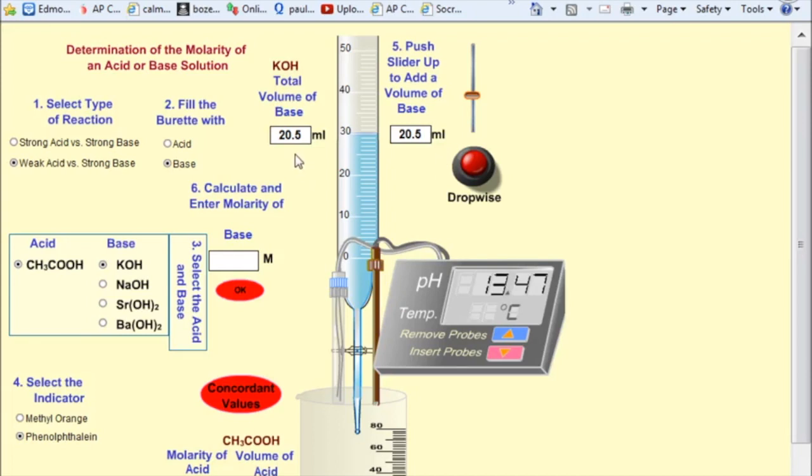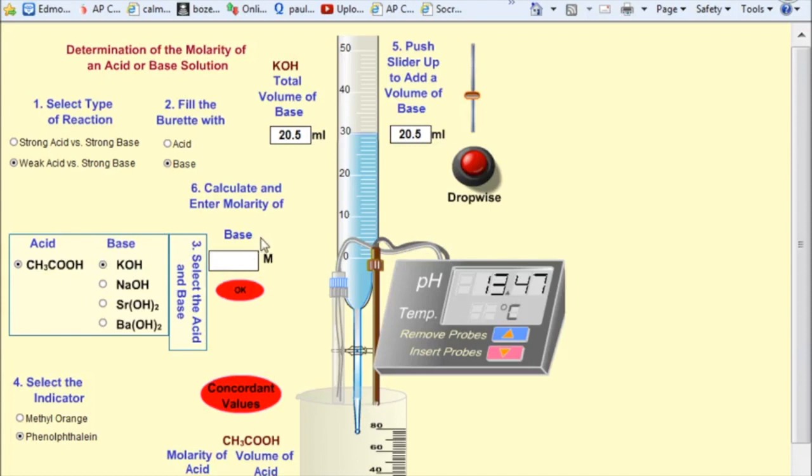Okay, so I see a change in color. Let me repeat, I went too fast. So I need for you to write the volume of the base that is needed to neutralize the acid in the beaker. So write down 20.5 ml.